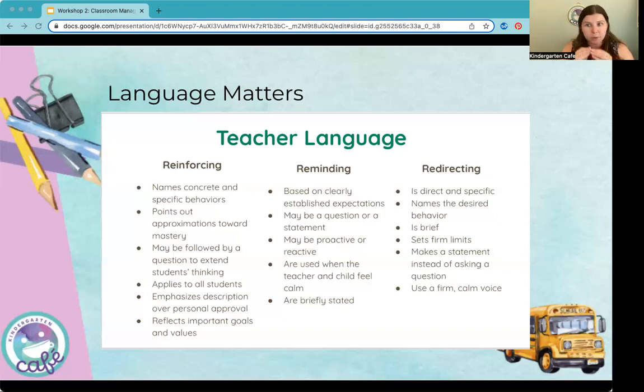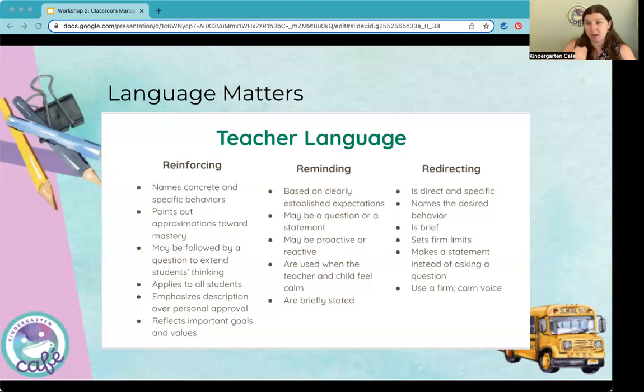We want to use the most simple words and the fewest words possible, because they are not in a headspace to hear your directions. One of the worst things you can do when a kid is struggling in a moment of escalation is to give a long-winded direction, a long-winded conversation. That is not the time.